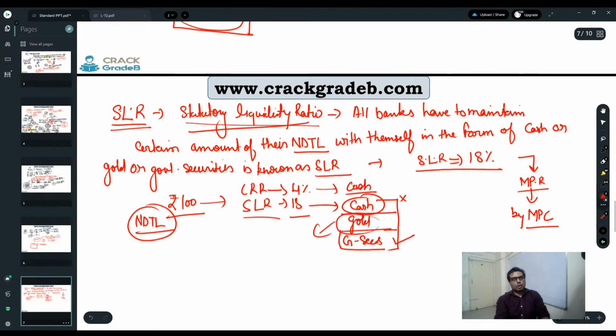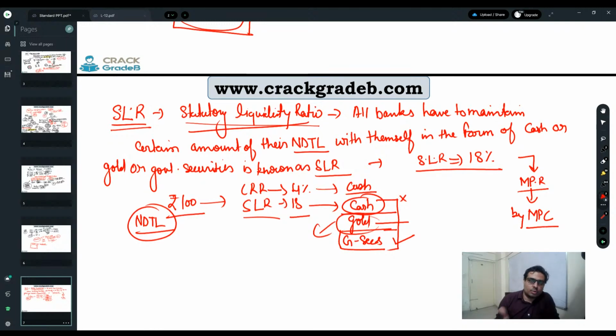Now gold is volatile. Gold price increases as well as decreases, and it is fluctuating. So if at the time of maturity, or when the customer is withdrawing their money, the price of gold has decreased, then rather than profit you will be in loss. That is why banks are reluctant to have SLR in the form of gold. And gold is always maintained in the form of bullion. Bullion means either standard coins or bars, not jewelry.